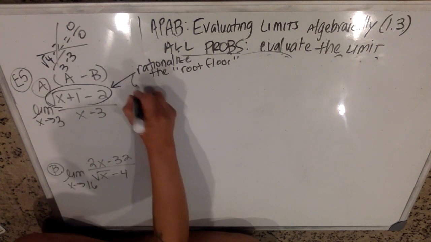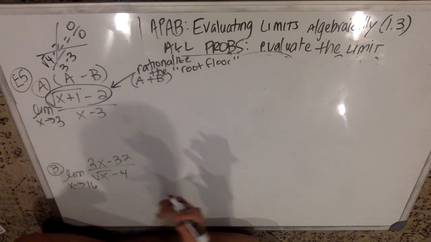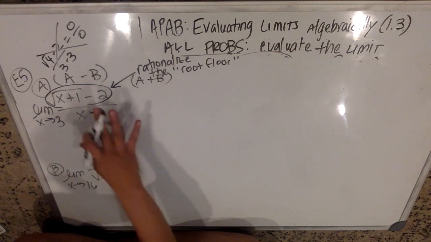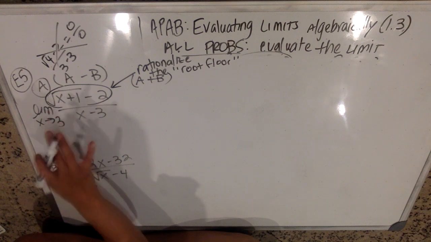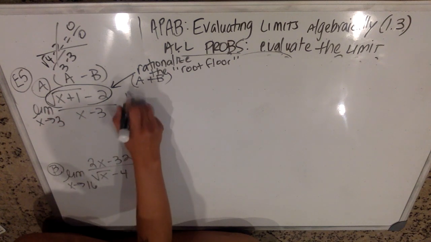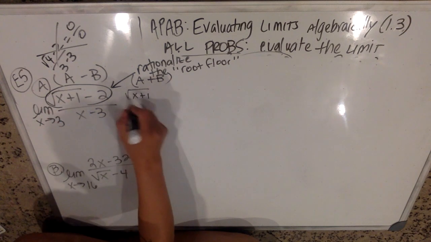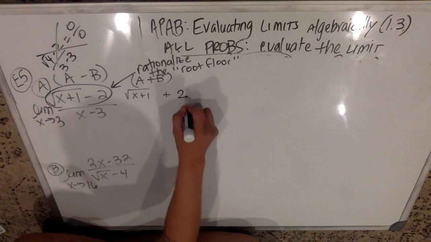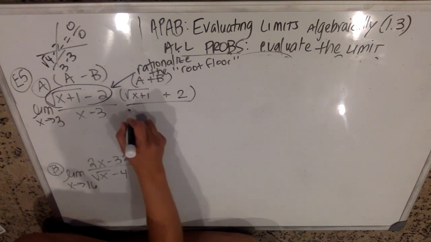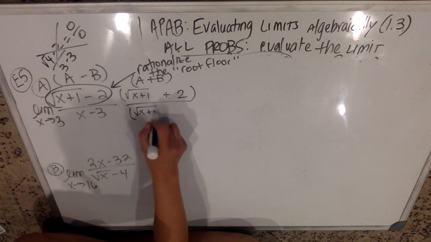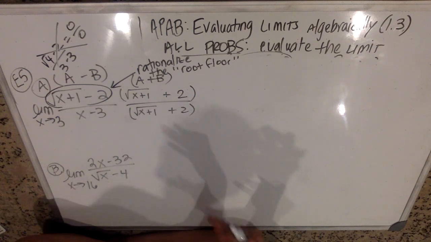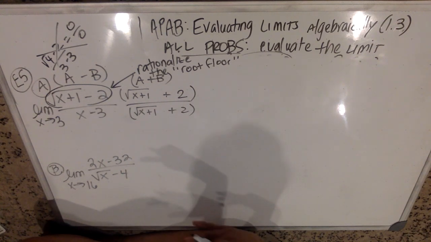What I want to do is multiply the top and bottom of this expression by A plus B. So A in this situation is the square root of the quantity x plus 1. So my A is going to be the square root of x plus 1. That whole thing's my A, plus my B is going to be the 2. I have to multiply by 1 if I don't want to change the expression. So I put that on both the top and the bottom.